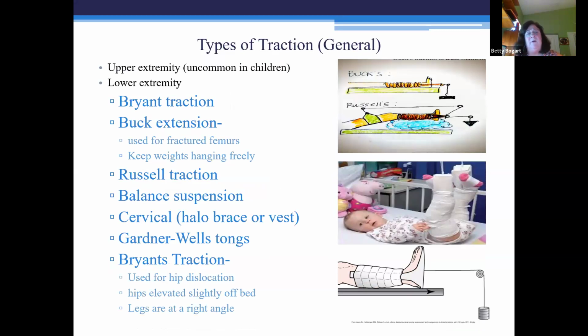Buck's, fractured femurs, make sure those weights are hanging freely. We never, ever take it off. What happens if you took that weight off? The bones would slip out of place and go into muscles and create pain. And now all the work you've done to hold it straight, maybe any bone healing, it's gone. And I've already talked about Bryant's and all those things that are there.